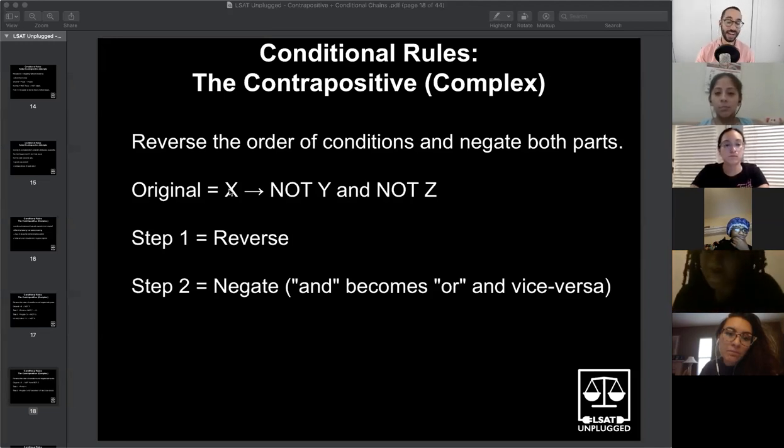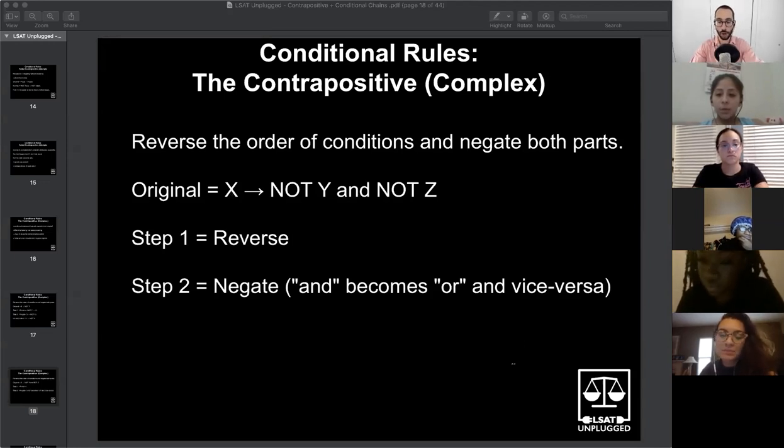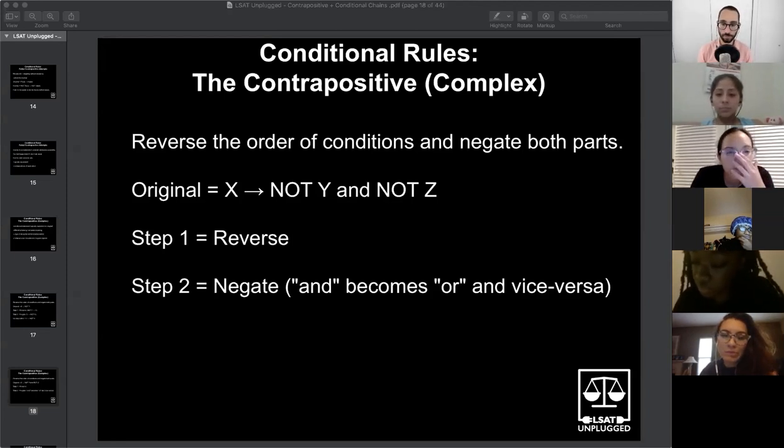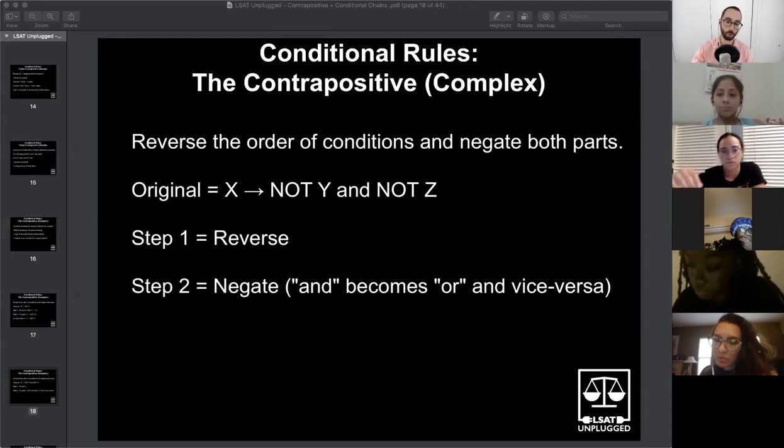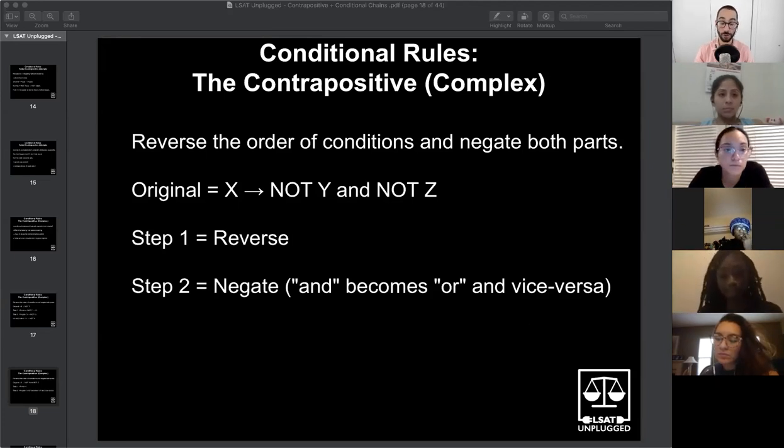Contrapositive: reverse, negate, as well as changing and to or, which is part of the negation process. That says if Y or Z is in, then X must be out. I'll type this here, and then I'll also display it on the next slide. And yes, Alyssa is also commenting that or is inclusive. Exactly. So or includes the possibility of both. That is simply a formal logic idea. Or means if one is in, maybe the other one's in also. You could have both. So if Y is in, X is out. If Z is in, X is also out. If you have both in, X is out, period.